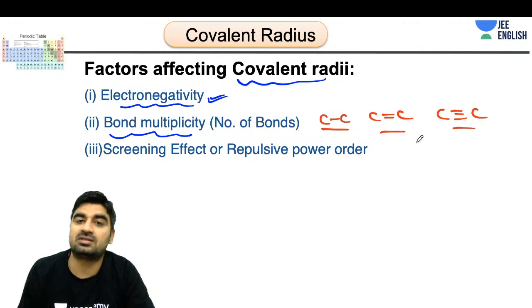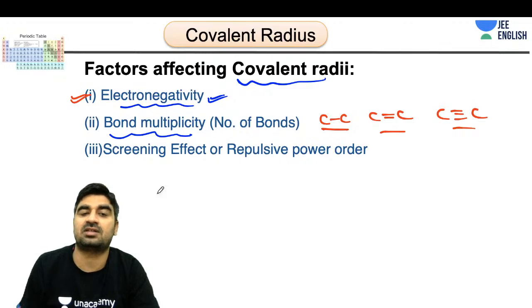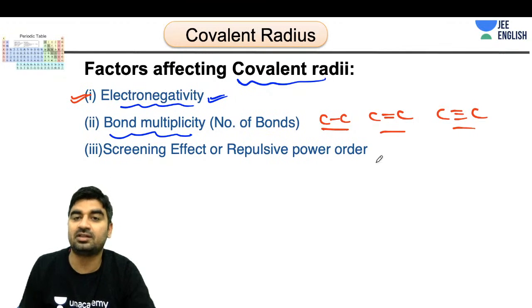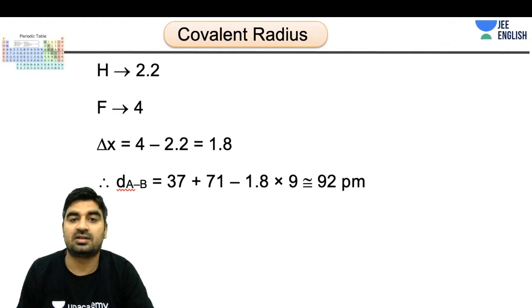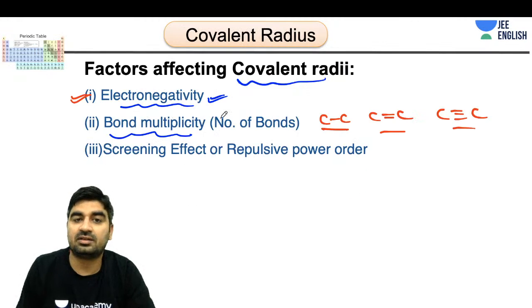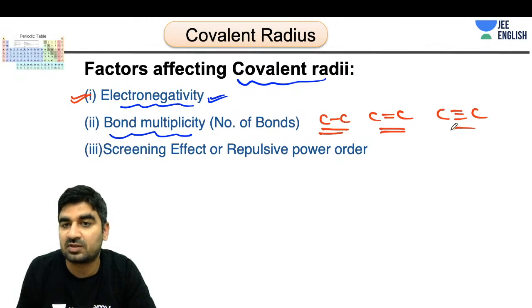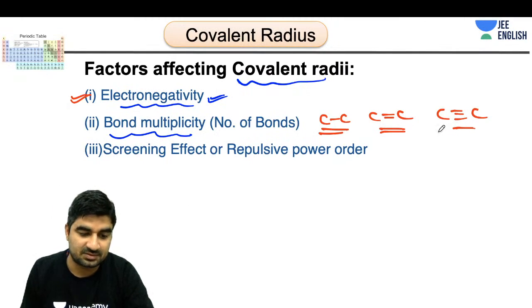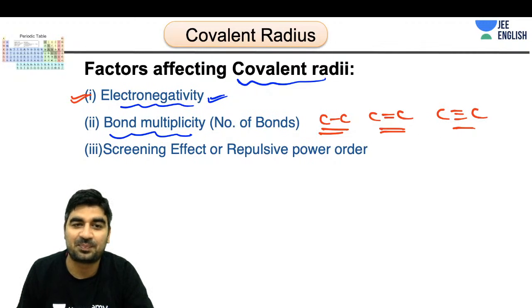What are the factors that affect covalent radii? First factor is electronegativity. We have already done a formula over that. Yes, the electronegativity difference you have calculated. And then the bond multiplicity. So guys, which bond will be the largest? Yes, students, can you tell me now?